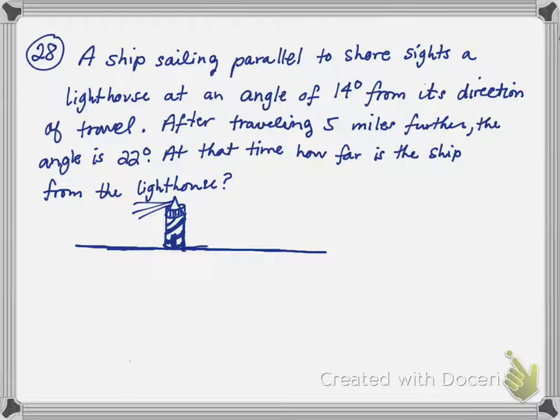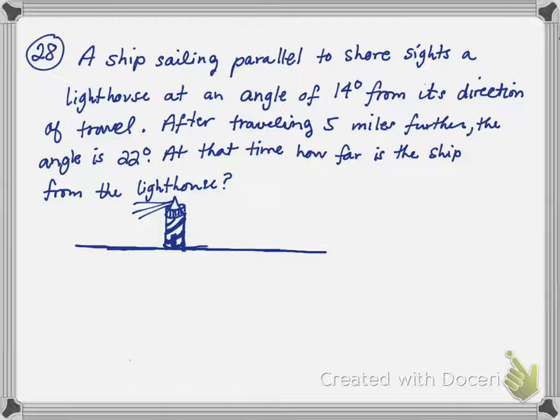Hi, this is number 28 of the Trig Final Exam Review. A ship sailing parallel to shore sights a lighthouse at an angle of 14 degrees from its direction of travel. After traveling 5 miles further, the angle is 22 degrees. At that time, how far is the ship from the lighthouse?